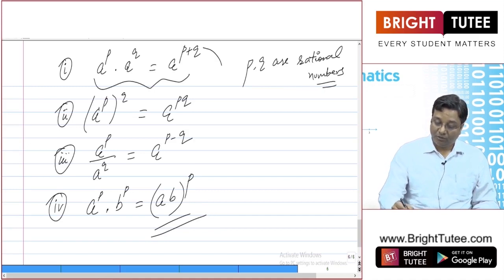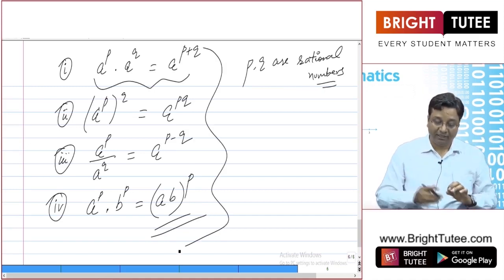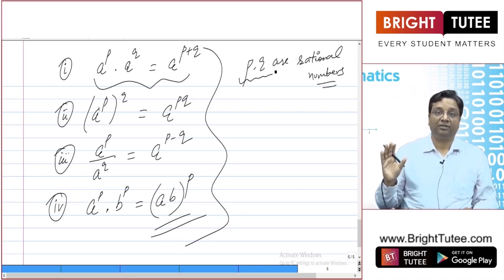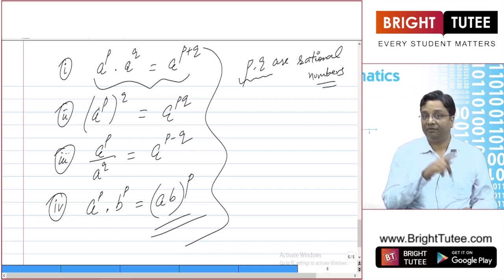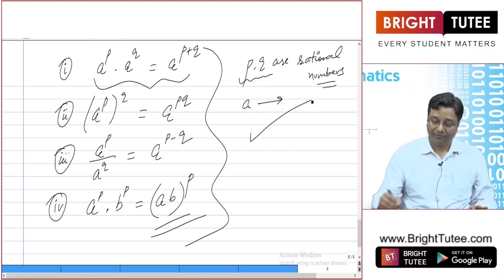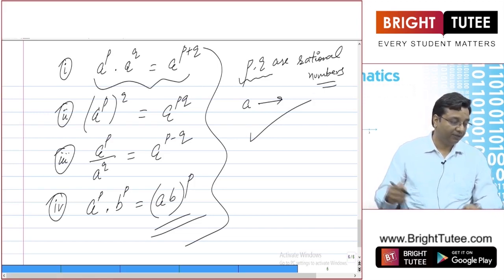Now these rules are different from the rules that we wrote in the beginning of this lecture. How? Now we are saying that P and Q are rational numbers. There we said that M and N were natural numbers. So these can be rational also. A also can be rational. So these rules will still be valid. Let us take a few examples of this.